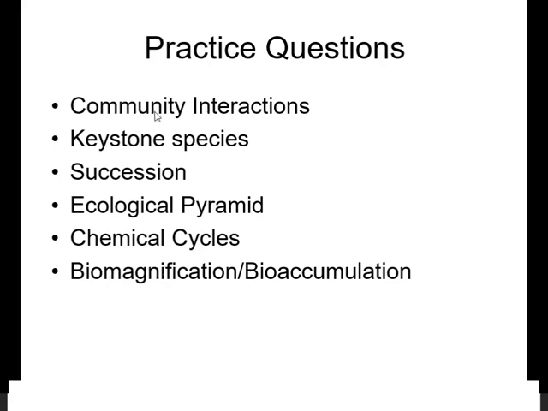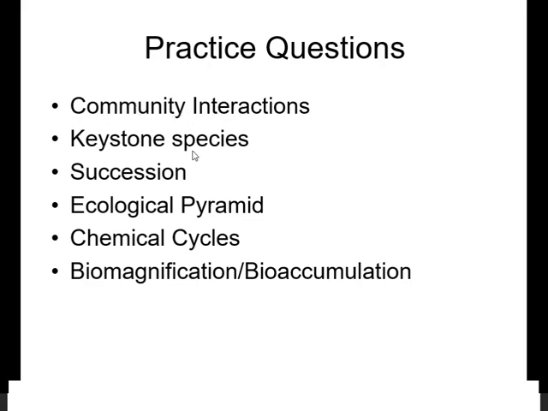Community interactions is primarily going to describe some type of interaction, whether it's competition or whether it's predation or commensalism, and you need to tell me which one I'm talking about. So those are pretty straightforward.